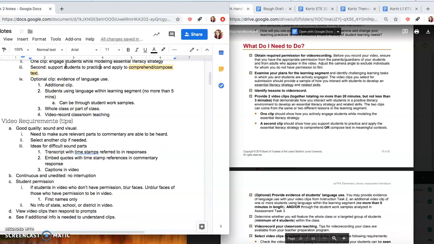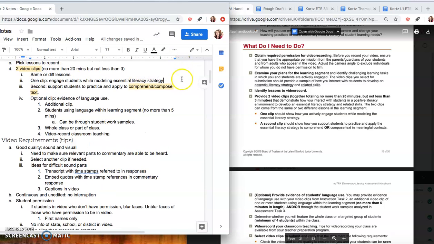Next, you're going to support your students to comprehend or compose text. It is not enough for a student to simply listen to the lesson and discuss. They must show proof of their understanding through comprehending or composing text. So through comprehending, maybe you would ask some assessment questions at the end and maybe use like a checklist or some kind of rubric to assess the student knowledge. For composing text, maybe they're writing a paragraph summarizing their knowledge about the lesson.